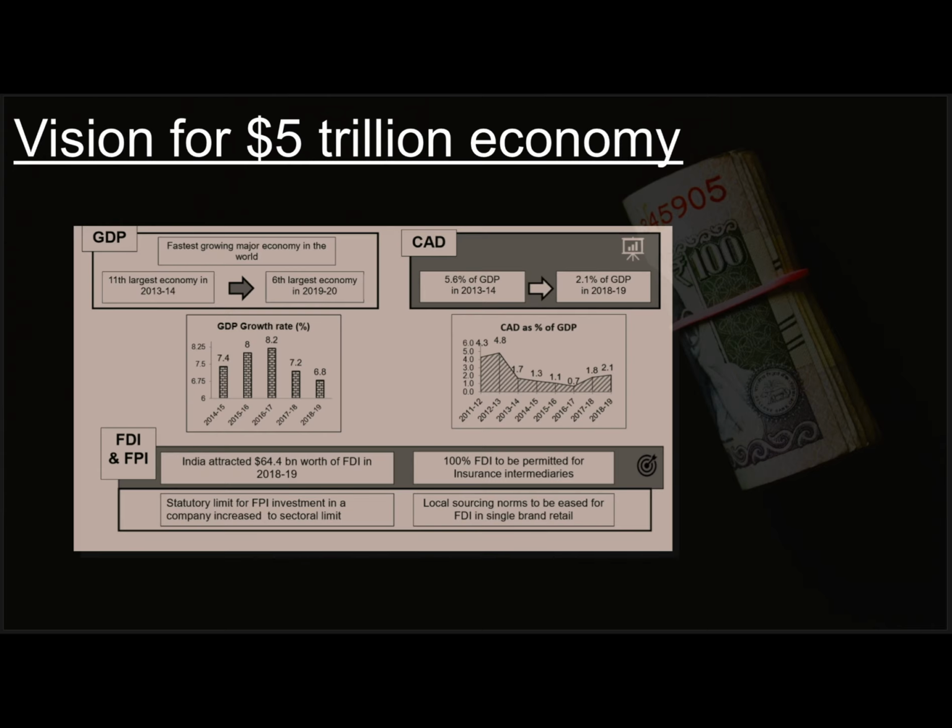In the end, it is India's dream to become a $5 trillion economy, and in 2019-2020, it is already the 6th largest economy in the world. India is continuously reducing its current account deficit and opening up its economy to let in more FDI and FPI. So in my opinion, this aim of becoming a $5 trillion economy is not far-fetched.